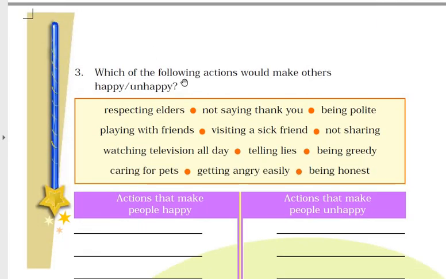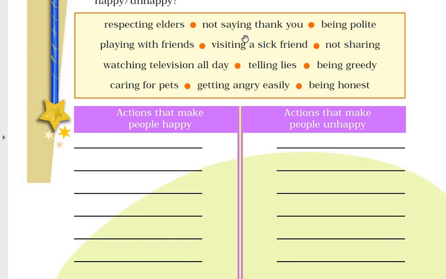Okay, and which of the following actions would make others happy or unhappy? So you have to write the actions that make people happy here, out of these options provided to you, and actions that make people unhappy over here. Respecting elders, I hope it's clear. Not saying thank you. One is saying thank you, this is the opposite of it, not saying thank you. Next, being polite, showing nice gestures by joining your hands, talking politely with everyone. Okay, playing with friends. Next, visiting a sick friend, that is a very good action that makes others happy.